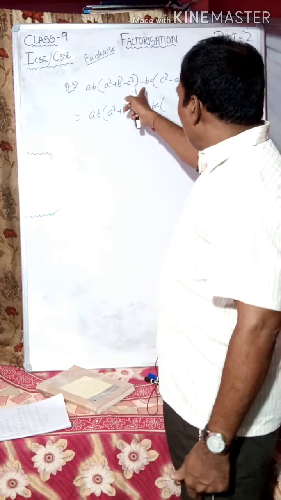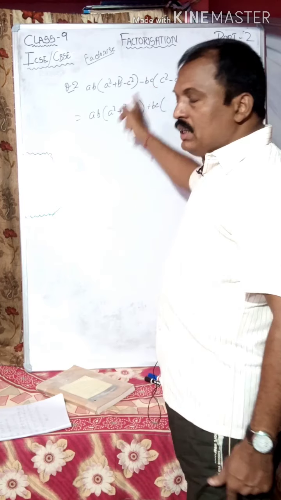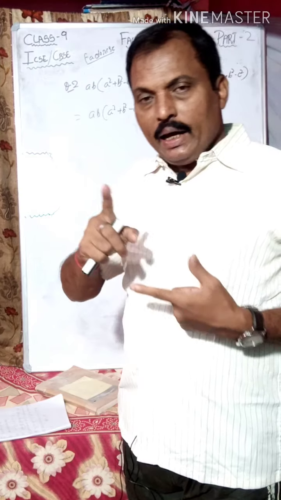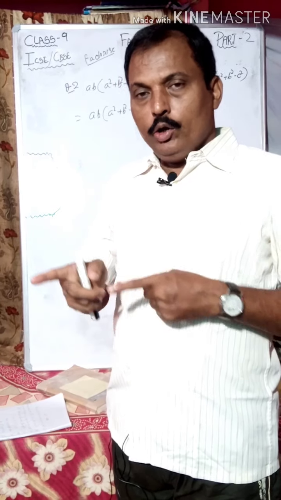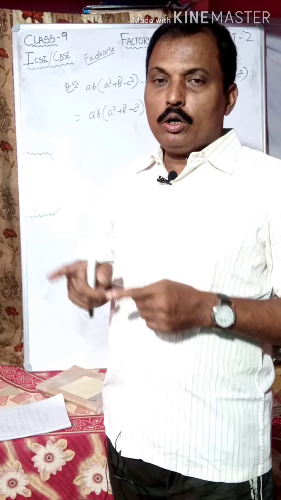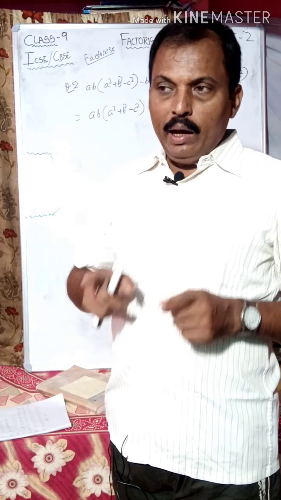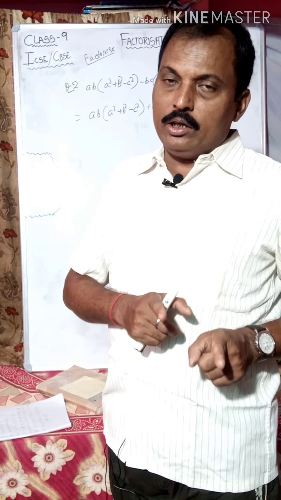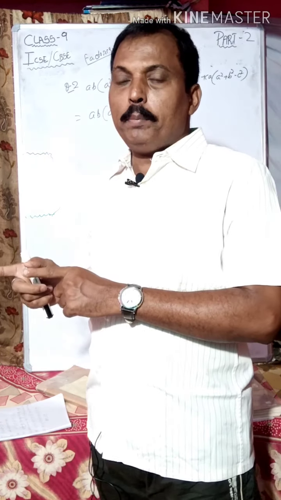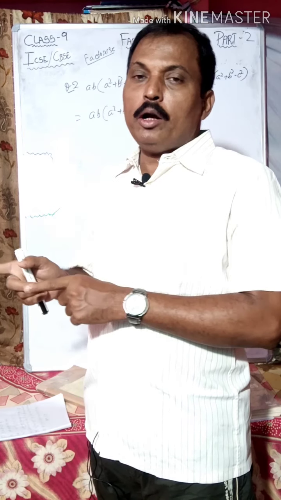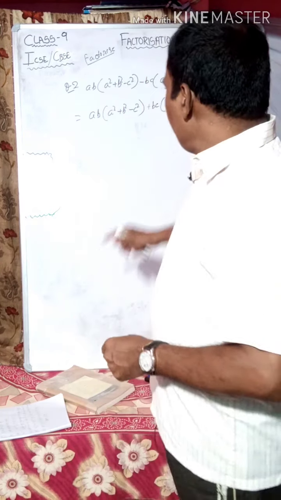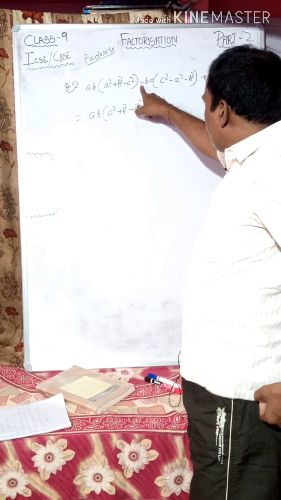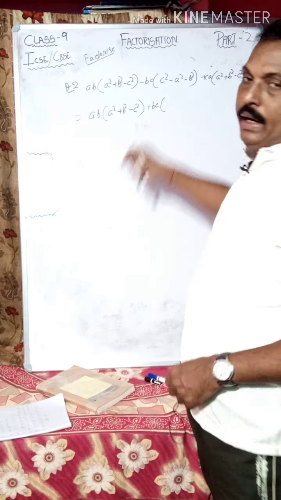Minus, because bracket means multiplication. Before a bracket, if there is a factor, it will be multiplied to the terms inside the bracket. If there is a minus on the left side of the bracket, then the minus must be multiplied to the sign of the terms in the bracket.